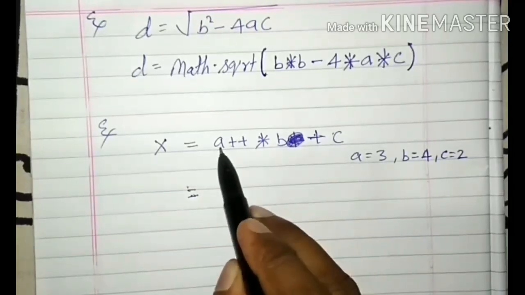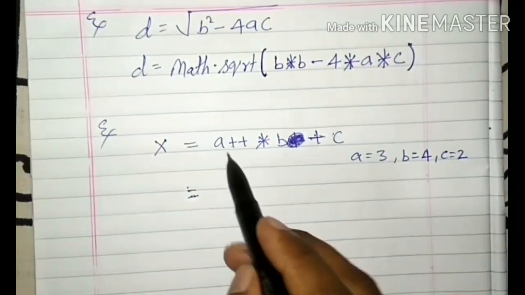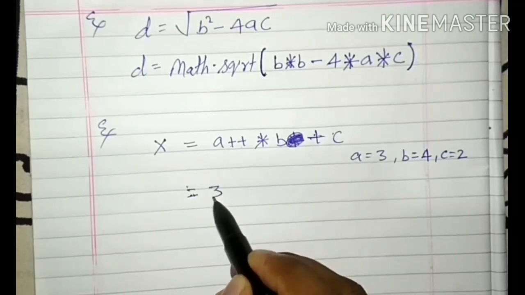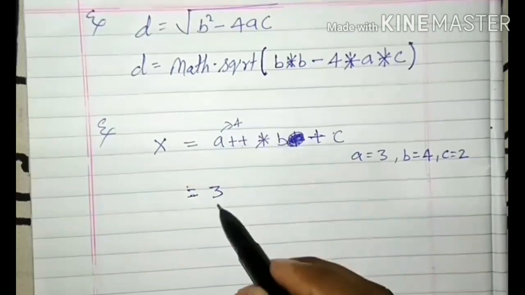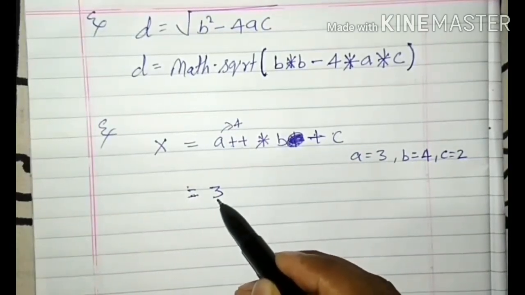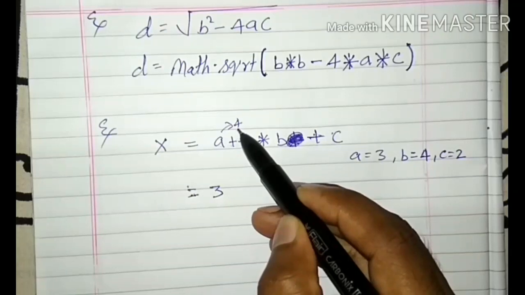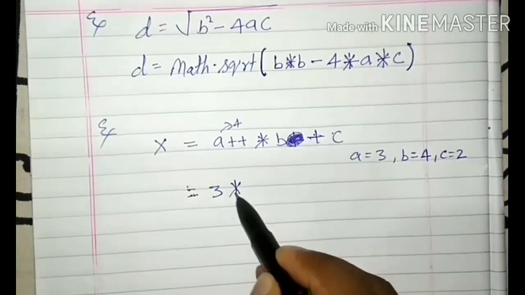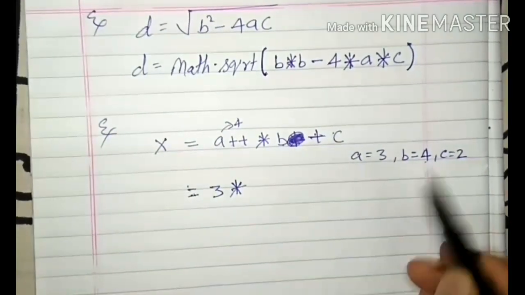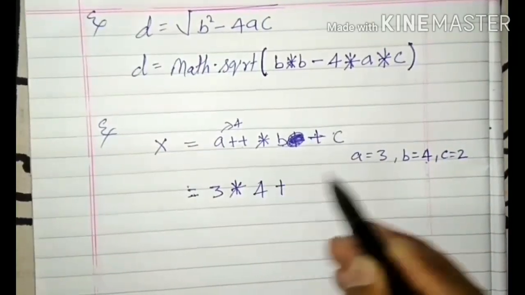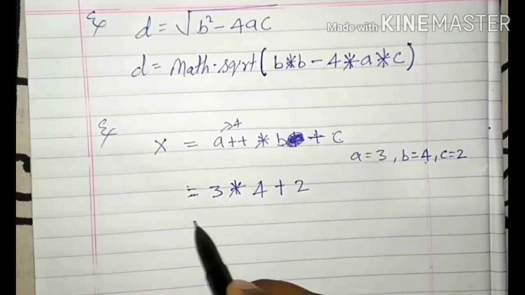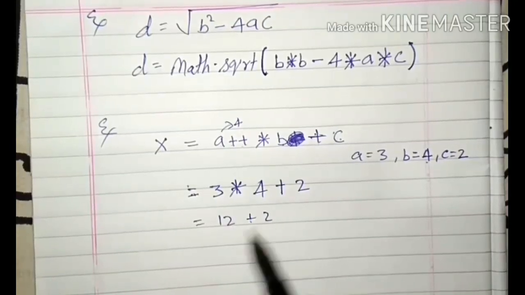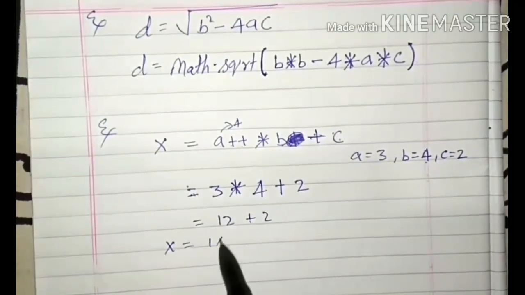a plus plus. What is the value of a? a is 3, and it says first use the value, that is 3, then increase the value. It means a will be 4, but first we will use 3, then a will increase. Okay, after that multiply by b. What is the value of b? That is 4, plus c, that is 2. And as per the BODMAS rule, you know, first multiply, it means that is 12 plus 2, it means x will be 14.